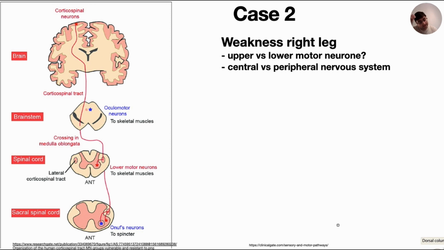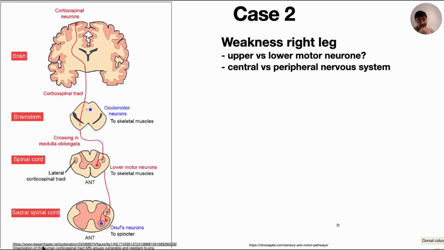So with right leg weakness, if you had upper motor neuron signs, you might think there's a problem in the left motor cortex or the right side of the spinal cord. If there are lower motor neuron signs, then you might think that there is a problem in the peripheral nerves going down into the right leg. Okay, so first question to ask, upper or lower motor neuron lesion.